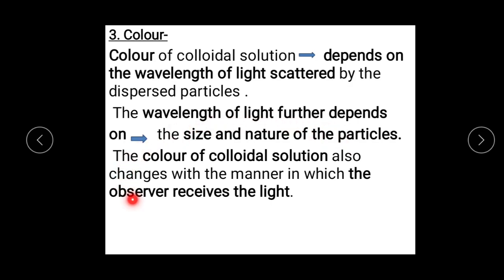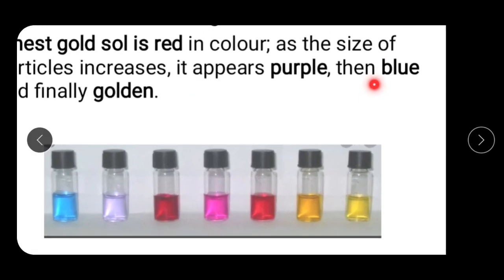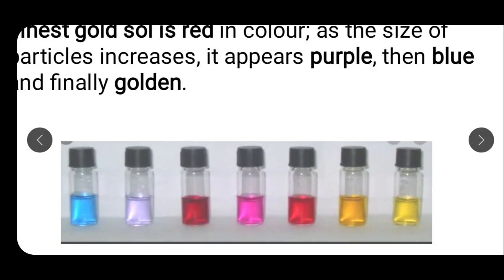Another fact, color of colloidal solution also changes with the manner in which the observer receives the light. For example, light focused on a mixture of milk and water: if reflected light is viewed, it is blue, and if transmitted light is viewed, it is red. Another example, finest gold sol is red in color, but as the size of particle increases, it appears purple, then blue, and finally golden in color. Here you can see the samples of gold colloids in different colors.